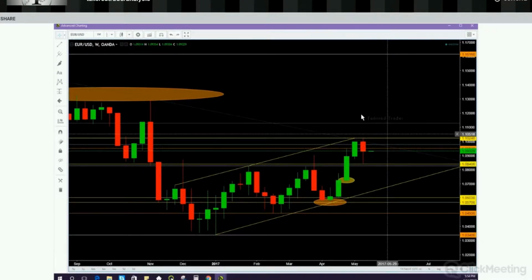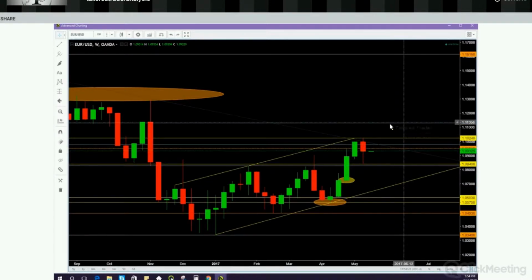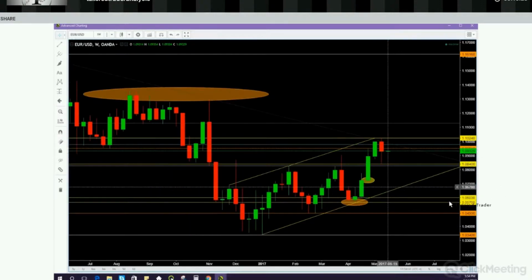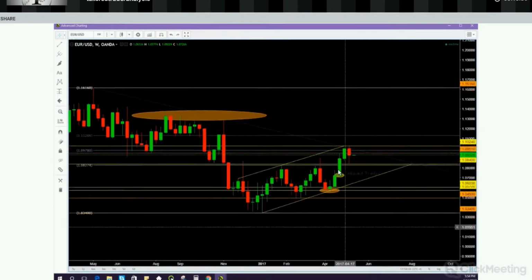If we do continue higher, just be careful because we have a 61 Fibonacci supporting it to the downside for some resistance if we do break higher. If we do break lower, we have a weekly low, another weekly low here, and that's going to be confluenced with this channel for the weekly channel here, as I've been mentioning.